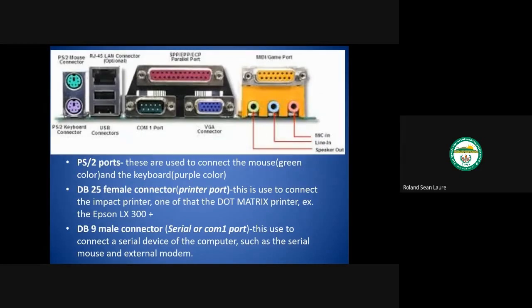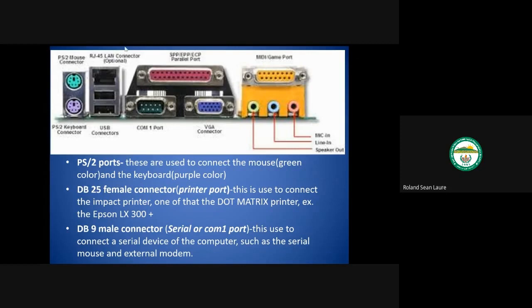Please read, Hermosa. PS2 ports. These are used to connect the mouse, green color, and the keyboard, purple color. Okay, so it's repeated. Nowadays, the PS2 is rarely used because most mice and keyboards are USB type. Okay, next is the DB25 female connector, the printer port.